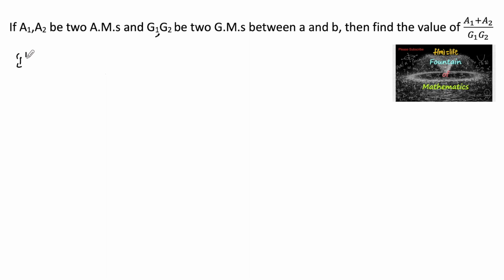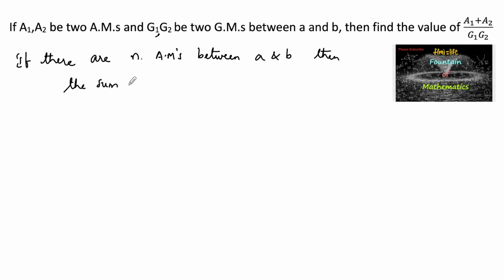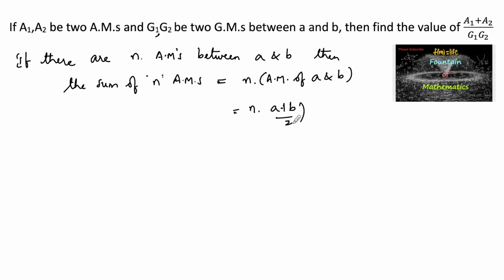We know that if there are n arithmetic means between a and b, then the sum of the n arithmetic means is equal to n times the arithmetic mean of the first and last number, that is a and b, that is n times (a plus b) by 2.